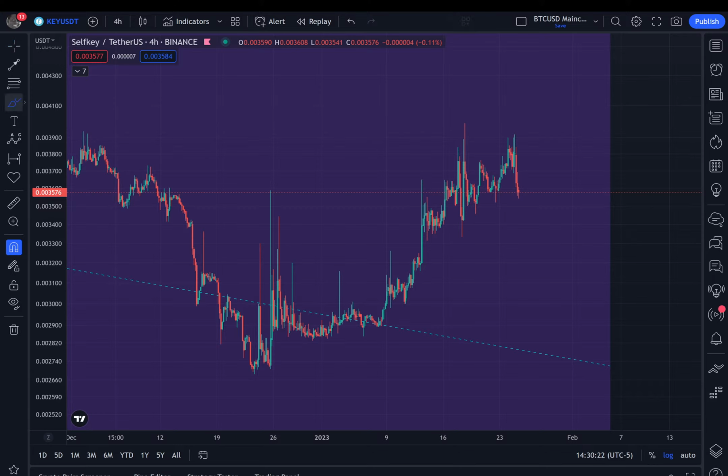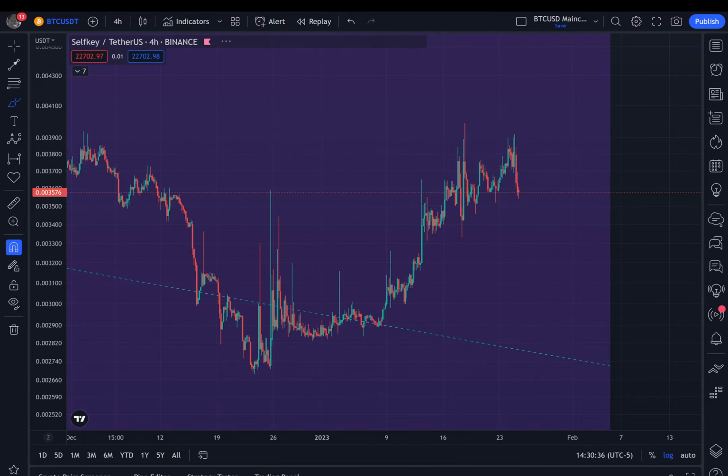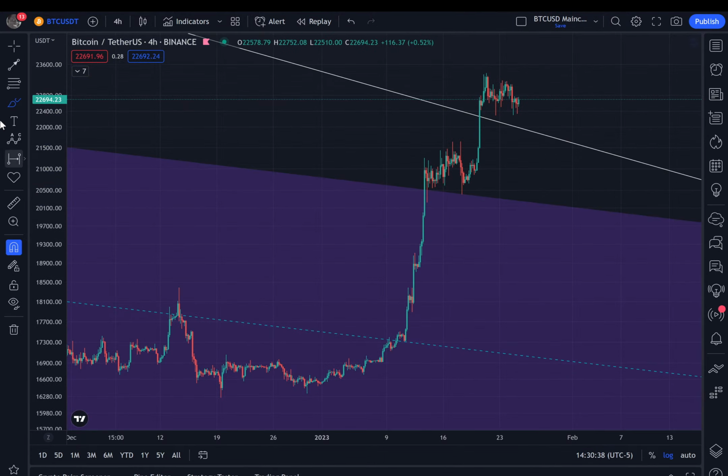So this is Sylkey, another really volatile small cap altcoin. You can clearly see this is a 5-wave move, and this is a 3-wave move. So expect to continue like this, okay? So that's pretty much it.